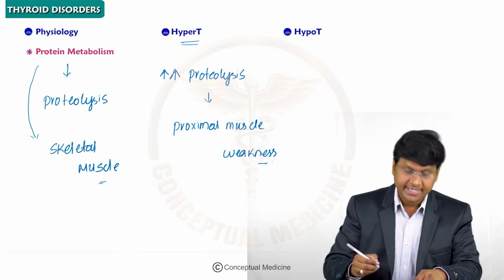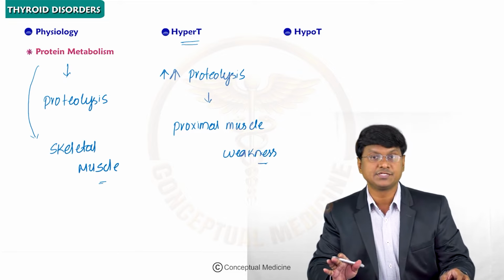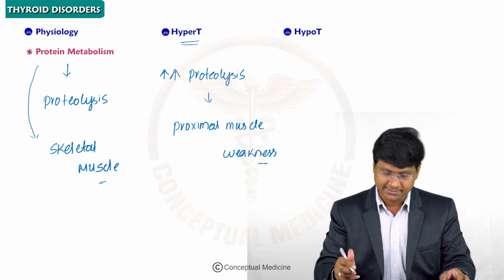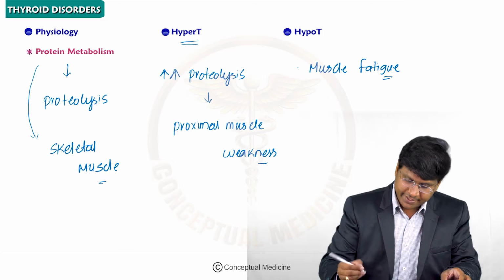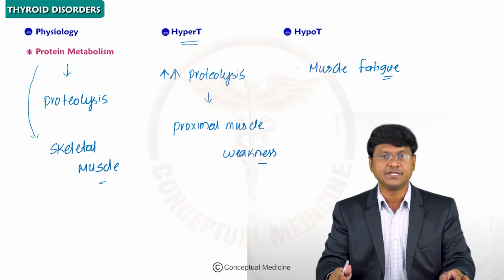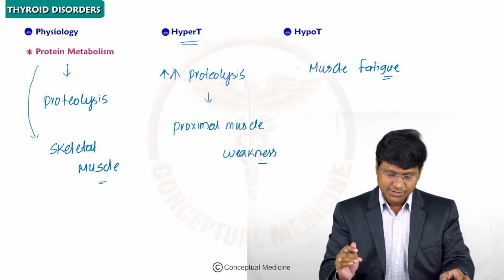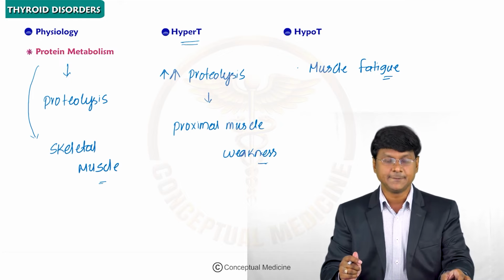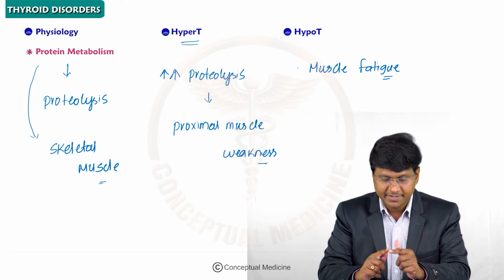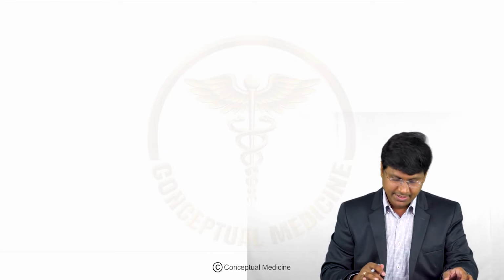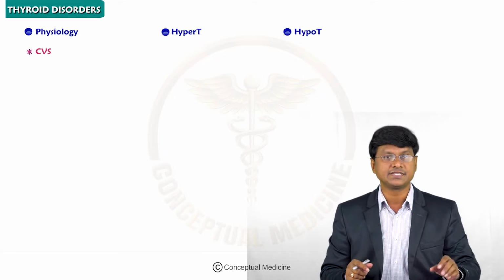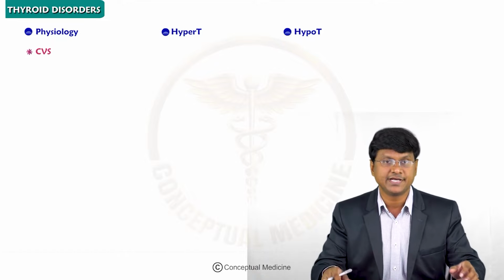Whereas in hypothyroidism, the protein metabolism within the muscle doesn't occur. So that is the reason why the individual will have muscle fatigue, because there is no production of ATP at all within the muscle in patients with hypothyroidism. Okay, so that is the reason why there is muscle fatigue. So we have discussed carbohydrate, lipid and protein metabolism abnormalities in both hypo and hyper. Now let me discuss the cardiovascular system manifestations in hypo and hyper.